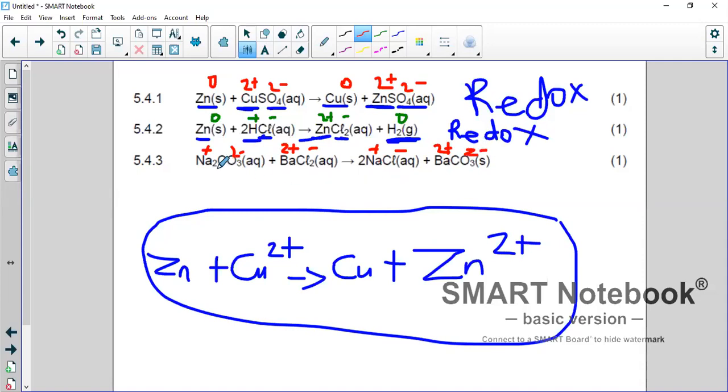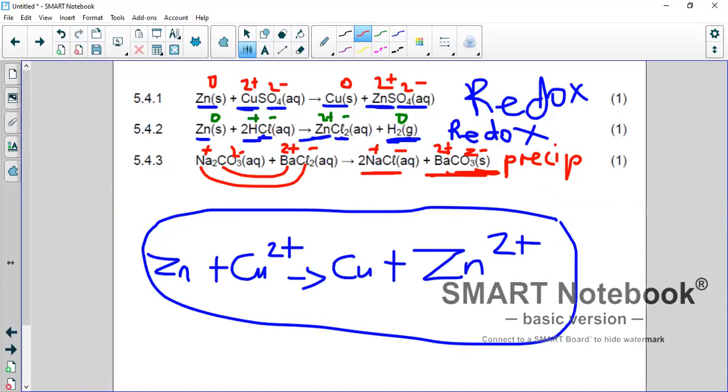So what is going to happen here? Your sodium is going to take the chloride. That's why we've got sodium chloride here. And your carbonate is going to go with the barium. That's why we've got barium carbonate here. All right. So there's ion exchange that is taking place. And you look at the states: aqueous, aqueous, aqueous, and solid. So this one becomes a precipitation reaction.